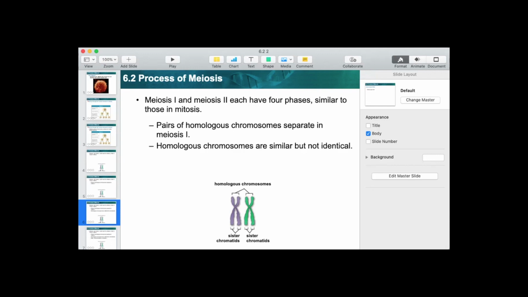So you start with chromosomes, they're duplicated, they line up in metaphase. During anaphase, though, the difference between this one and mitosis is that in mitosis, sister chromatids are split apart during anaphase. In this one, that's not what's happening. For this one, you have homologous chromosomes.